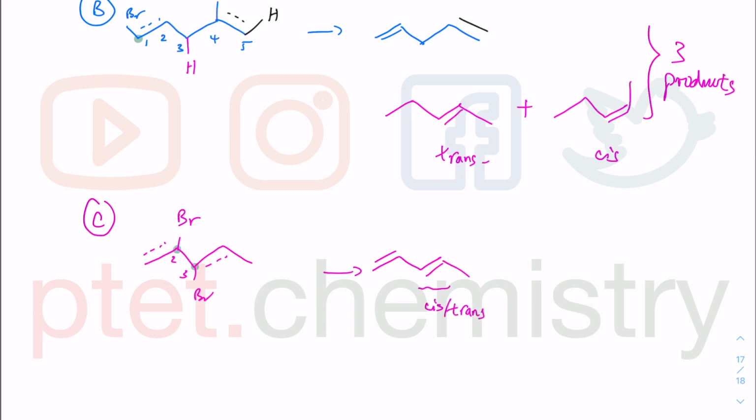So what I've shown there is a trans because this group and this group are on opposite sides. So I could draw that. I could label that as the trans. But there's no cis or trans here because this is a CH2 terminal group. Okay, so that is the cis isomer. So there are 2 products there, and we wanted 1 product.